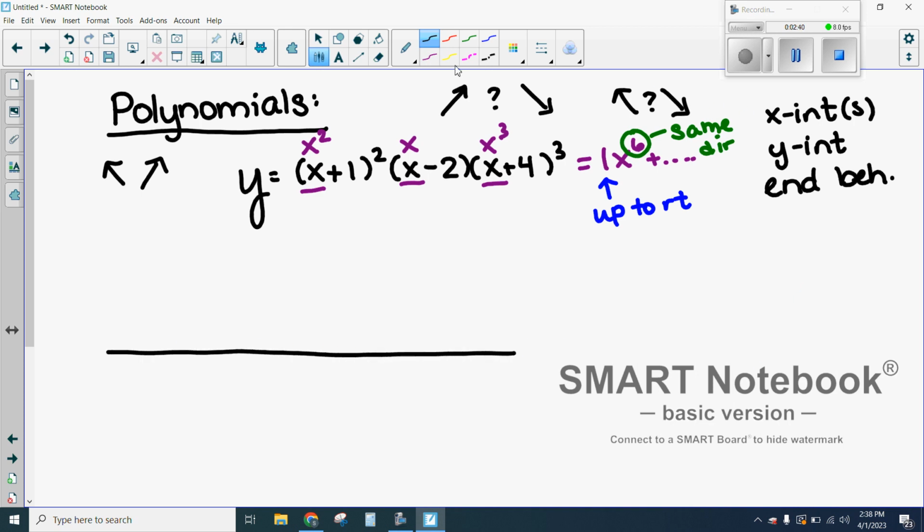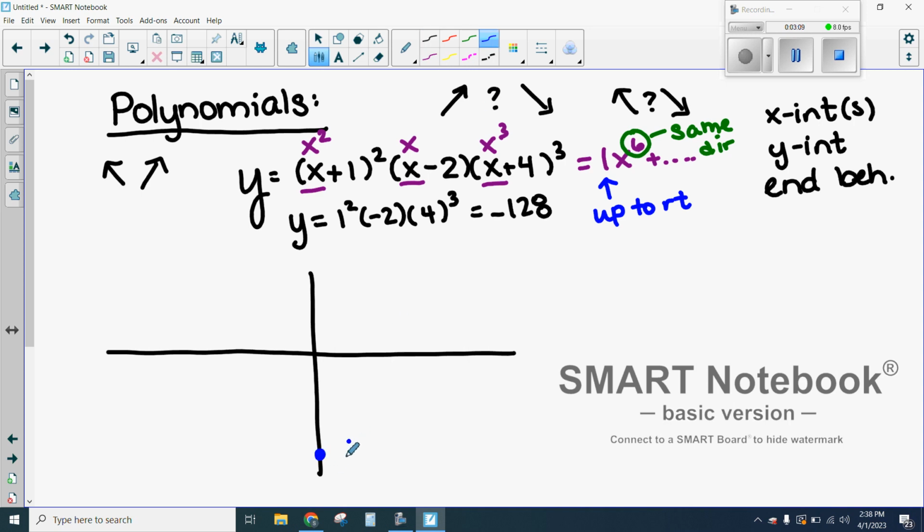If I want to find the y-intercepts of a graph, y-intercepts happen when x is equal to 0. So when x equals 0, I have (0 plus 1) squared times (0 minus 2) times (0 plus 4) to the third. Okay, so 64 times -2 is -128. Okay, so once again, it does not have to be to scale. You just need to put a dot down here and say, here is (0, -128).